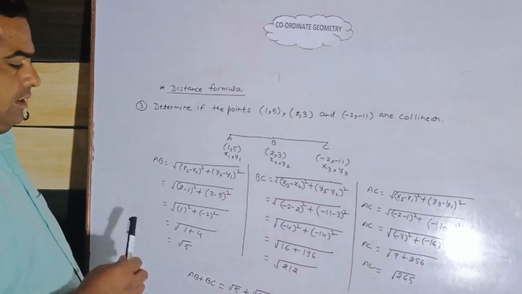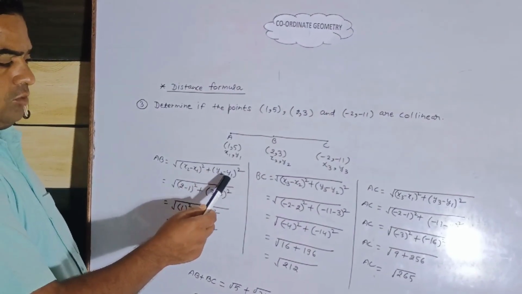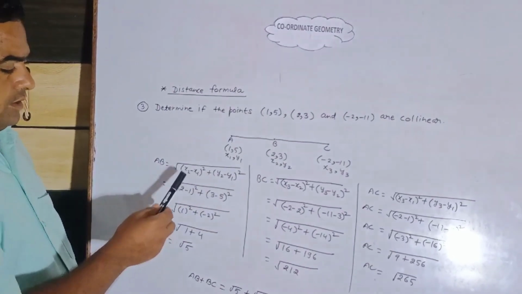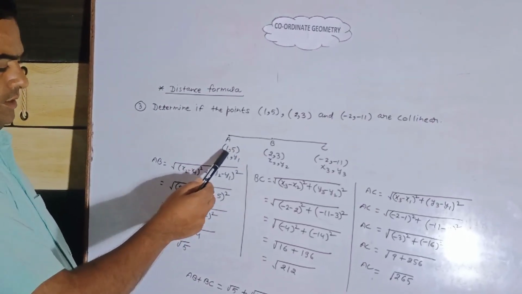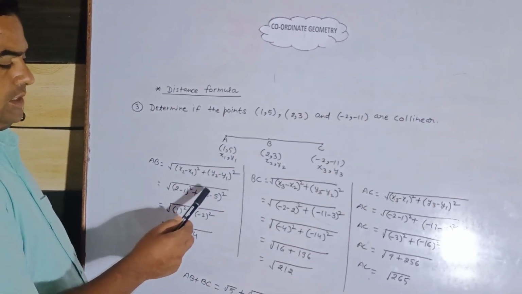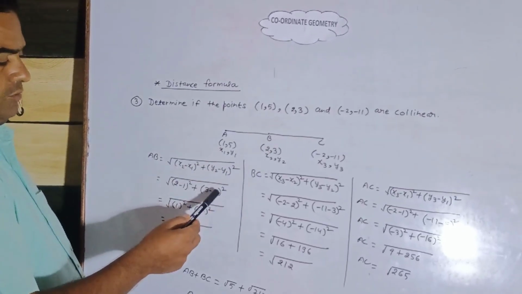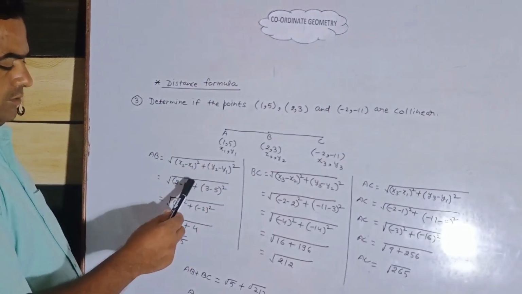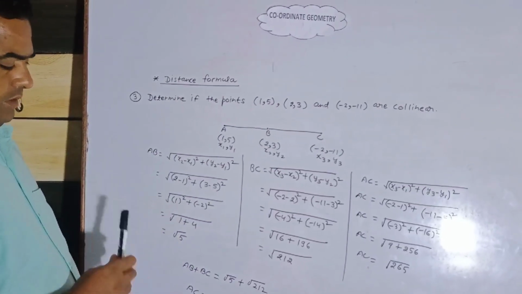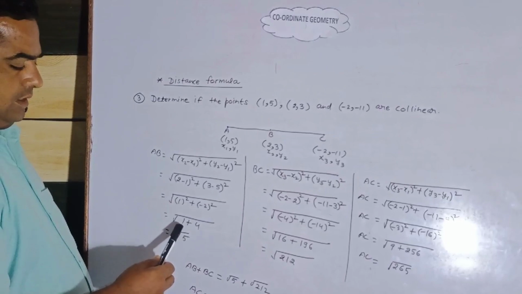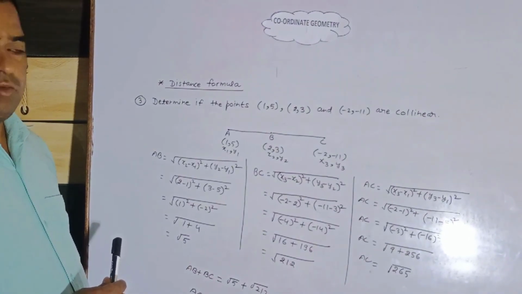The value of AB is the square root of (x2 minus x1) whole square plus (y2 minus y1) whole square. The value of x2 is 2, the value of x1 is 1, squared, plus the value of y2, this is 3, and the value of y1, this is 5, whole square. (2 minus 1) squared is 1 squared plus (3 minus 5), which is minus 2, whole square. Square root of 1 plus 4, that is 5, so root 5.